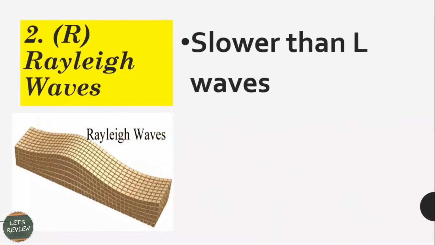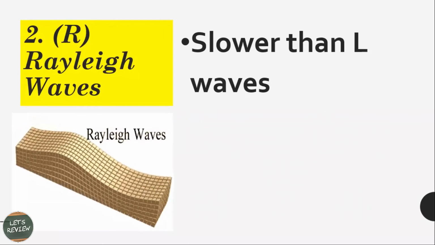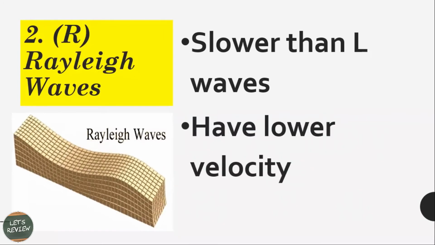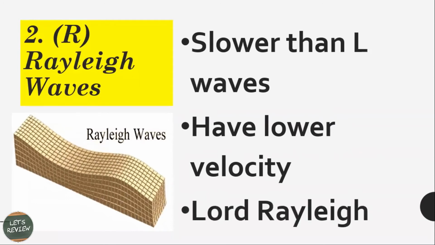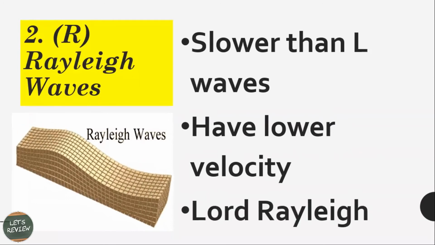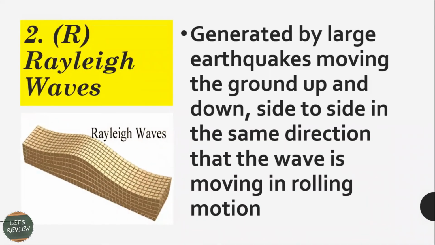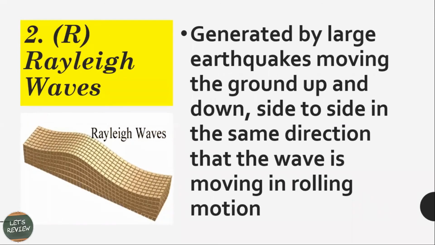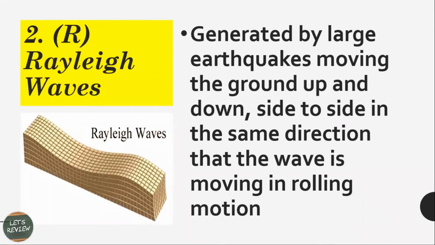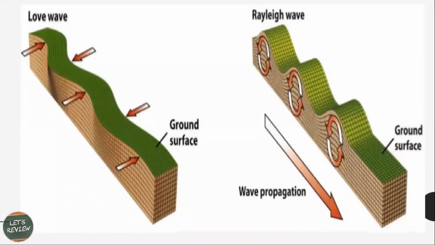The second is the Rayleigh waves. It is considered slower than the L waves, or the Love waves. It has a lower velocity also and was proposed by Lord Rayleigh. It is generated by large earthquakes, moving the ground up and down, then side to side in the same direction that the wave is moving, in a rolling motion, like this.